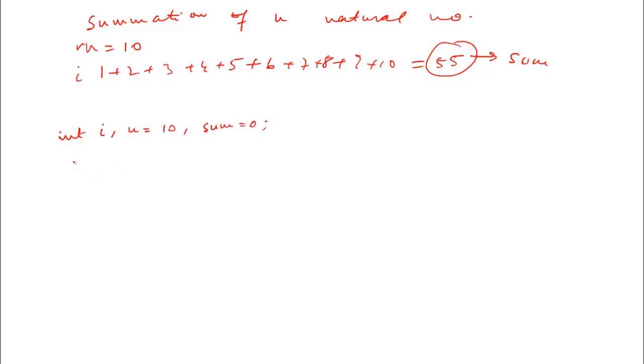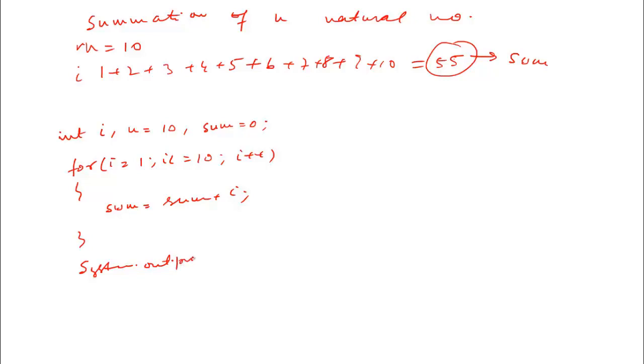I will explain all this. Okay, just look here: i equal to 1, then i less than or equal to 10, and then i plus plus, then sum equal to sum plus i. And when I print it here, system.out.println sum, it will print 55. Okay, it will print 55.